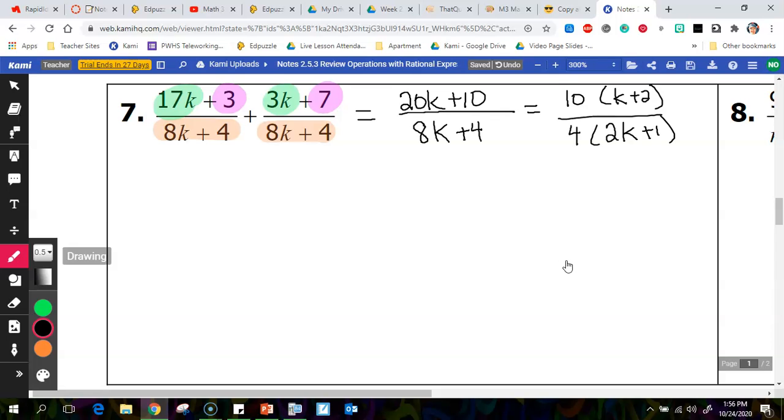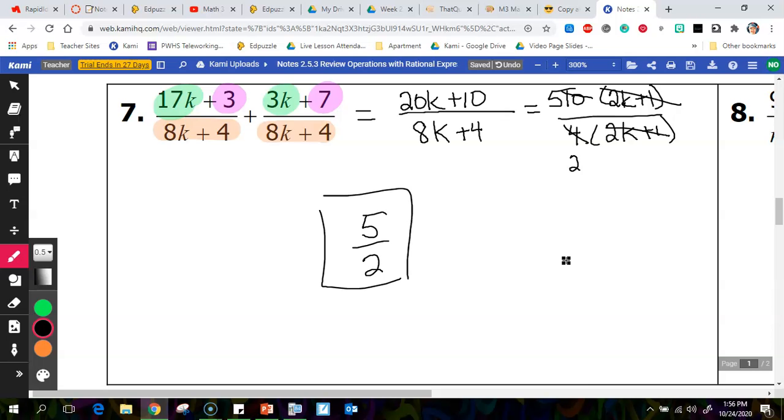I did the top backwards. What's in parentheses is wrong. It should be 2k plus 1, which means it can cancel there. And then the 10 and the 4 I can divide by 2. So my answer is 5/2.